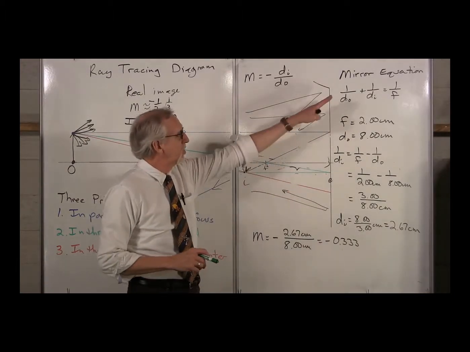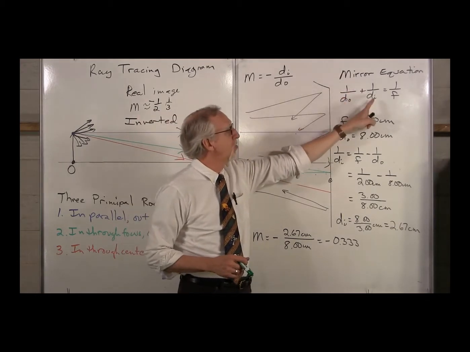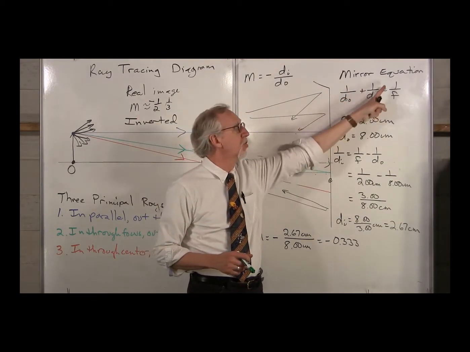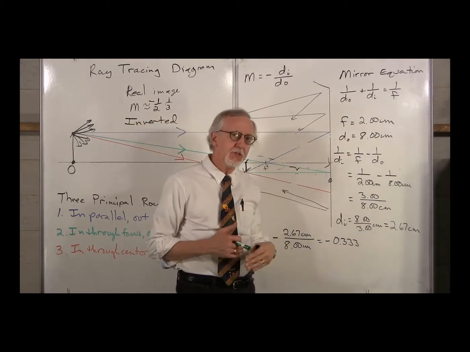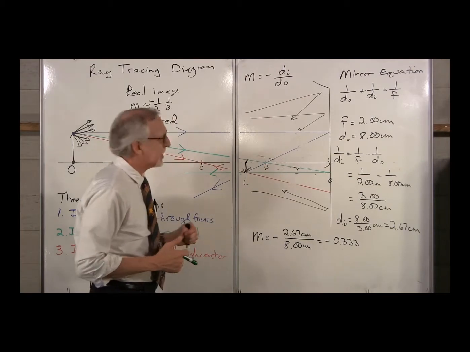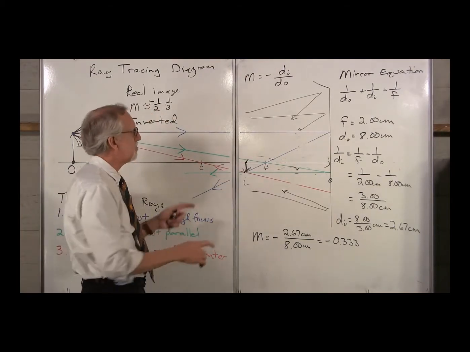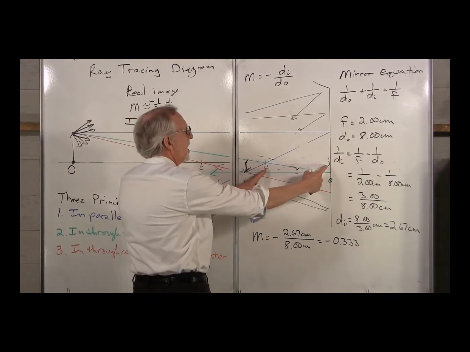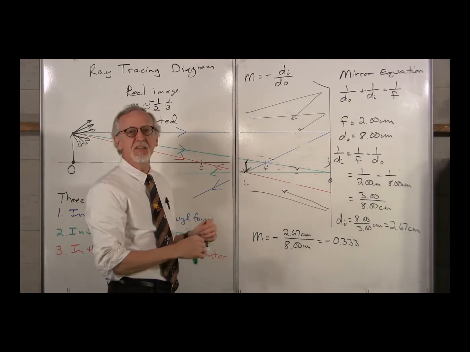The mirror equation is 1 over dO plus 1 over di equals 1 over f. So that's 1 over the object distance plus 1 over the image distance equals 1 over the focal length. For our diagram, let's pick some nice numbers that kind of match our picture here. Let's imagine we have a focal length of, let's say, 2 centimeters. This would actually be a smaller diagram, but to scale it'll be okay.